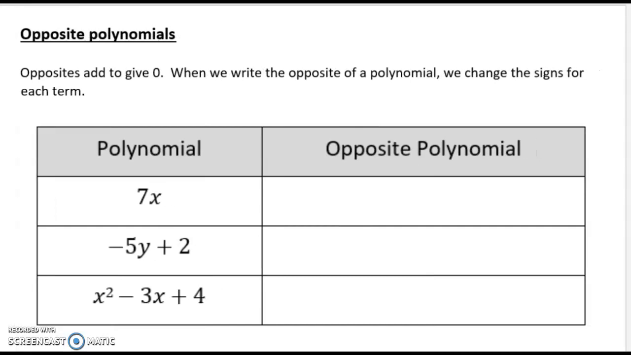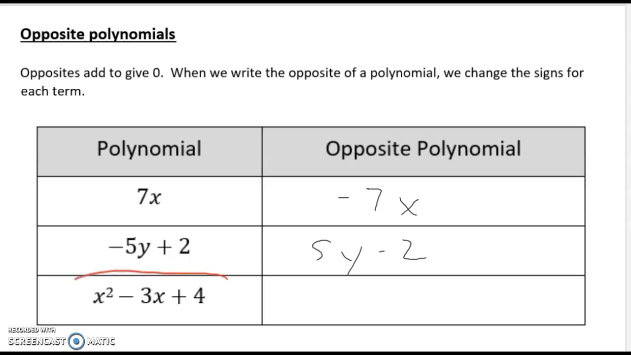So now we're going to look at opposite polynomials. So opposites add to give 0. Okay, so when we write the opposite of a polynomial, we change the signs for each term. So for example, if I had a positive 7x, the opposite of this would be a negative 7x.